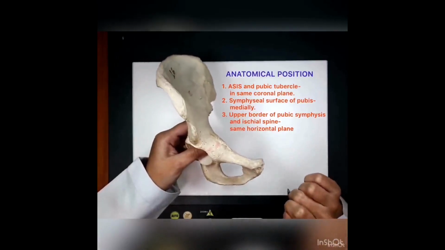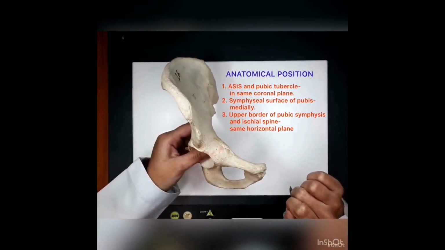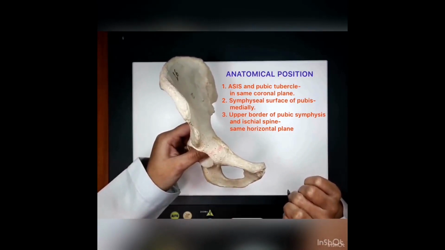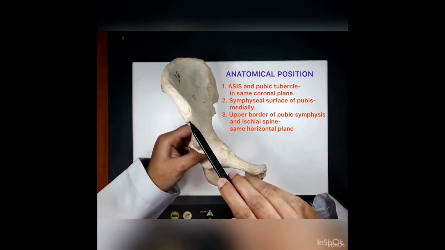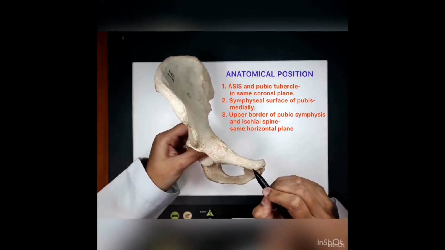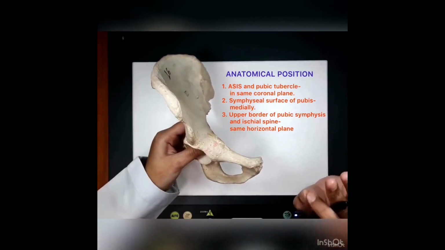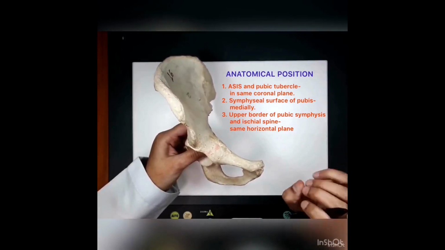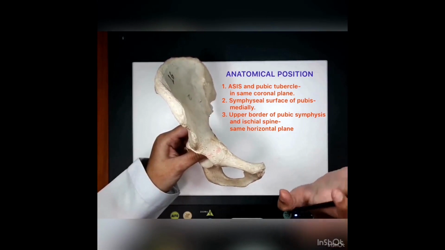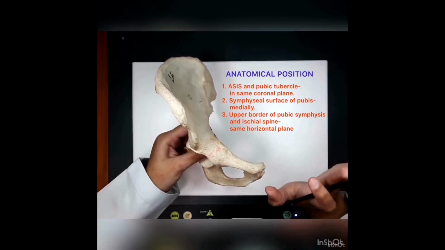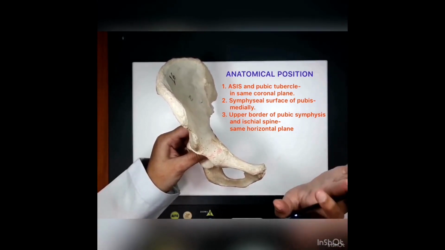Now coming to the anatomical position. To understand the anatomical position, you should know three points at least. This point is known as the anterior superior iliac spine and this is known as the pubic tubercle. The anterior superior iliac spine and pubic tubercle, these two lie in the same coronal plane. Mind it, same coronal plane, not the same line.